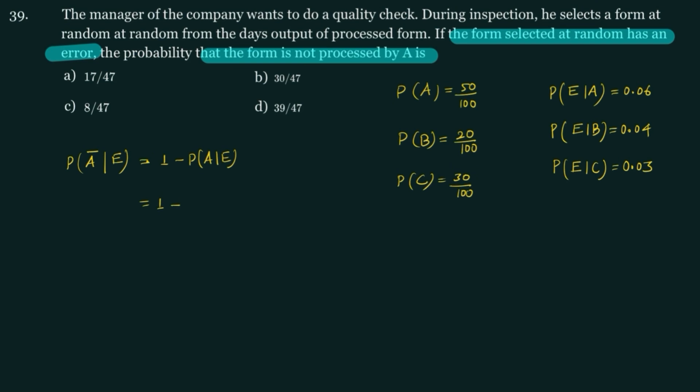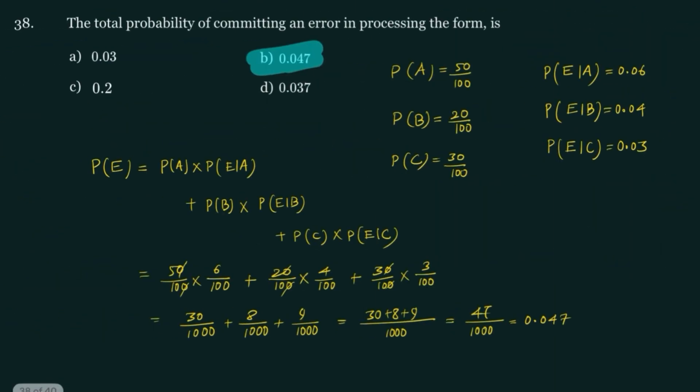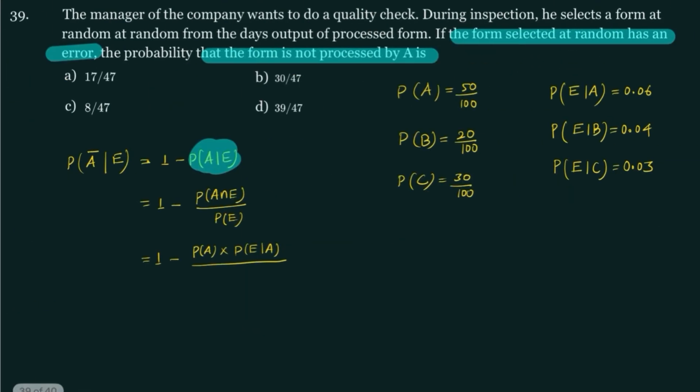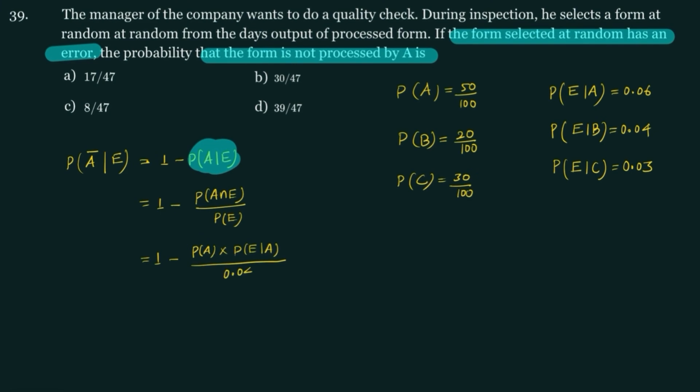So now in order to find this probability, we use our Bayes theorem. So first let us use the conditional probability. Then here we will have probability of A intersection E by probability of E, and this will be equal to 1 minus probability of A intersection E. By multiplication theorem, it can be written as probability of A into probability of E under the condition A, and here the probability of E which we have found just now, that is probability of E was 0.047. So it is 0.047.